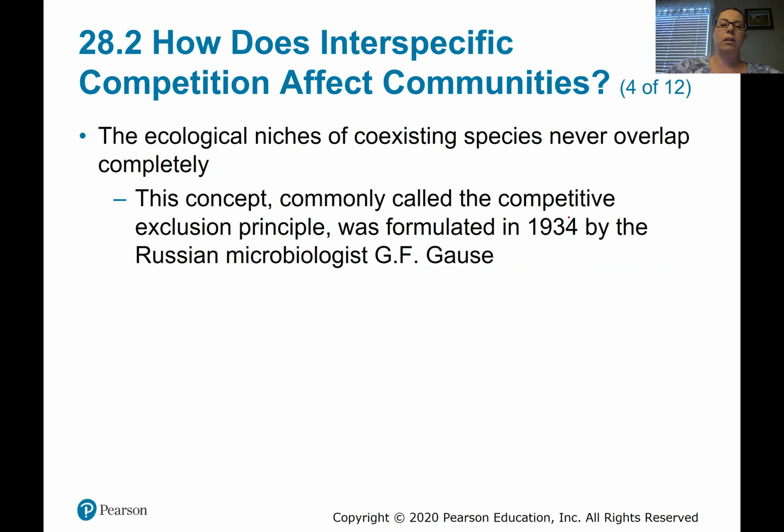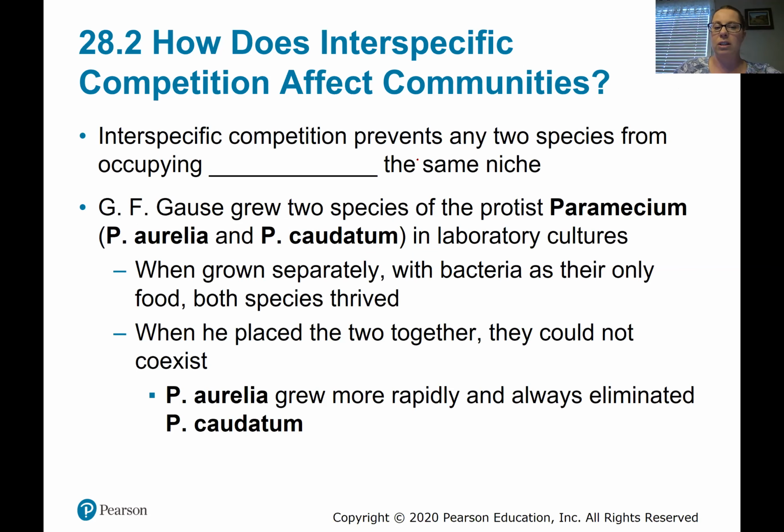Okay, and so ecological niches have been studied for a while. Russian microbiologist G.F. Gause looked at some protists back in the 30s and discovered that coexisting species living in the same environment at the same time cannot completely overlap their niche. They cannot be exactly the same for an extended period of time, because competition is going to basically drive either one to extinction or one to cause some changes through natural selection.